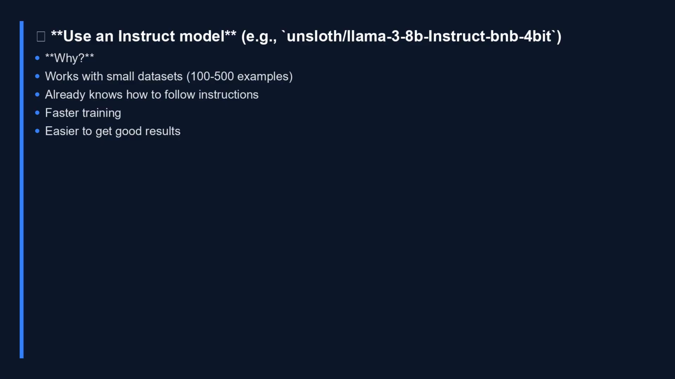For most first projects, and honestly for most projects in general, the right choice is an instruct model, specifically unsloth/llama-3-8b-Instruct-bnb-4bit. The reasoning is straightforward. It works with small datasets, anywhere from 100 to a few hundred examples. It already knows how to follow instructions, so you're teaching it your domain rather than teaching it how to have a conversation. Training is faster because you need fewer epochs to converge, and the path from "I have data" to "I have a working model" is shorter and more predictable.